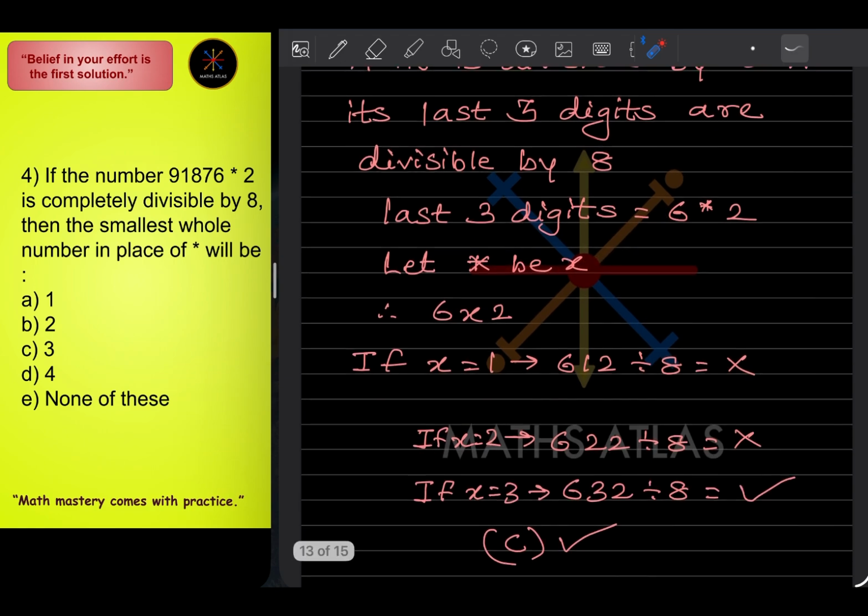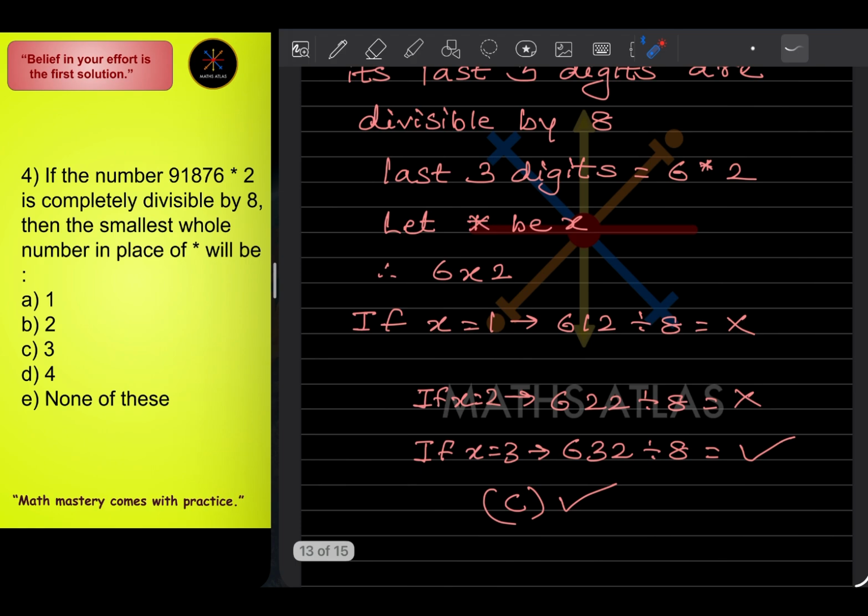So now this is one of the simple ways. Let us take x as 1. So this is going to be 6, 1, 2. Here we are going to check if this is divisible by 8. This is not divisible, you can divide and see. When it is divisible by 8, the remainder should be 0. So you can divide and say this is not divisible by 8.